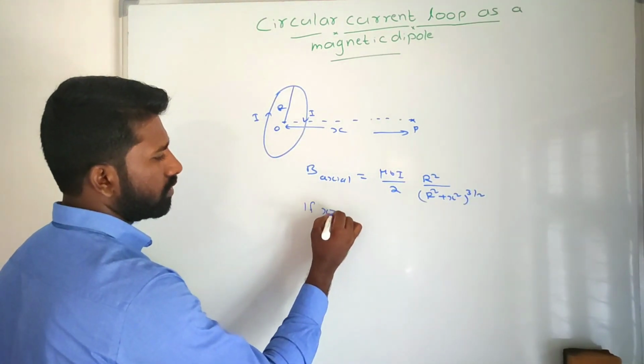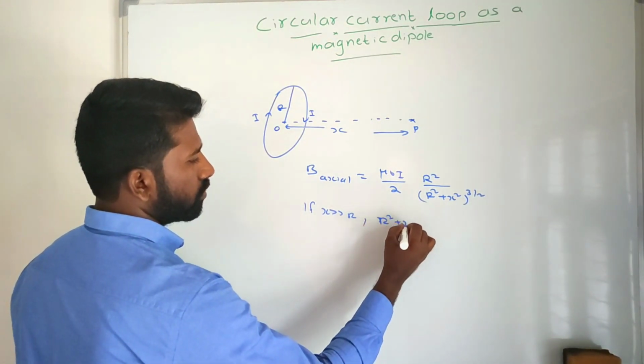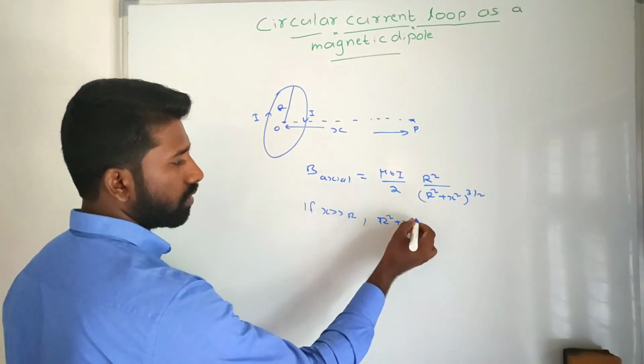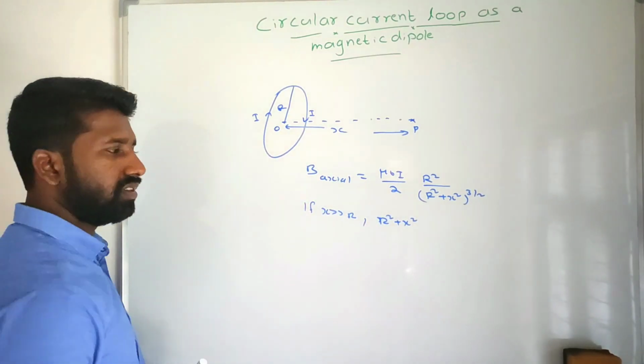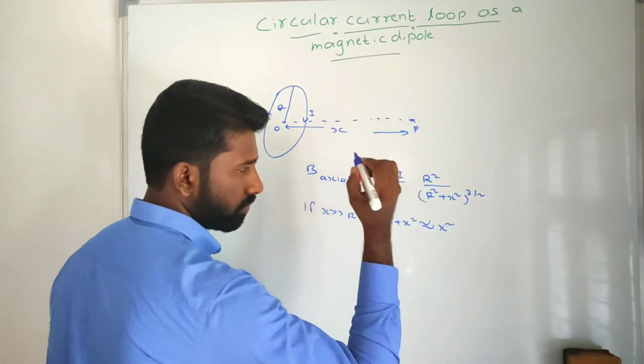If x is very much larger than R, what about R square plus x square? X is very large, so x square is again very large. Added with a small value, that is nearly equal to what? x square.